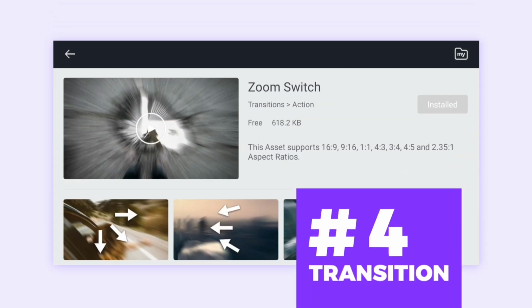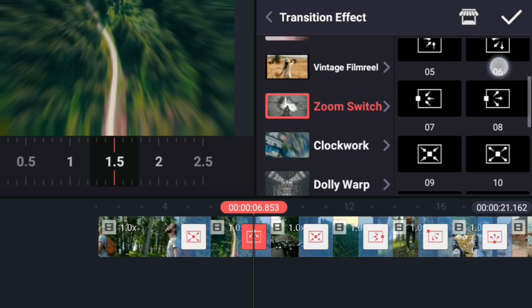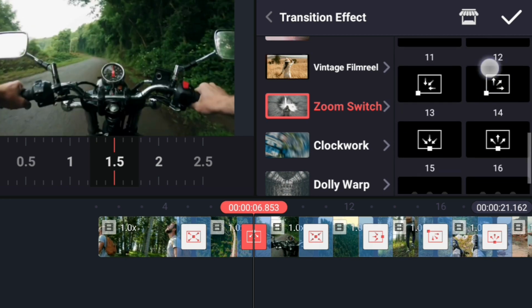The name of the fourth transition is Zoom Switch, and in this you will get 18 transitions. So let's take a look at some previews of the transitions.